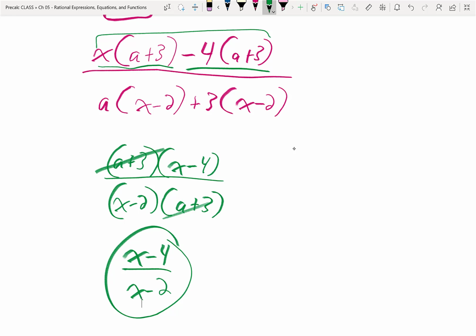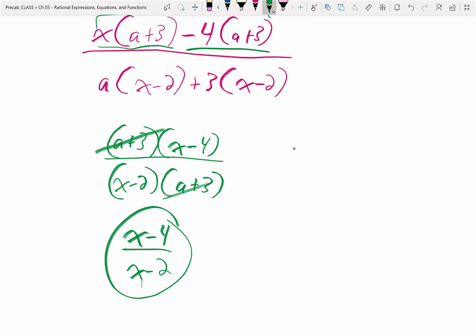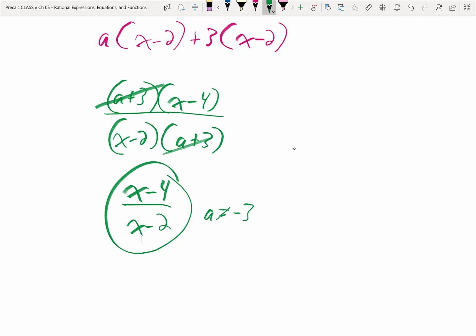Okay. I'm going to circle that and move on from this one without worrying about the domain restriction. Joss? Oh, I was actually going to ask that. Would you say that a can equal negative 3? If you wanted to, you would say a can equal negative 3. Yes. Because that definitely has been lost.